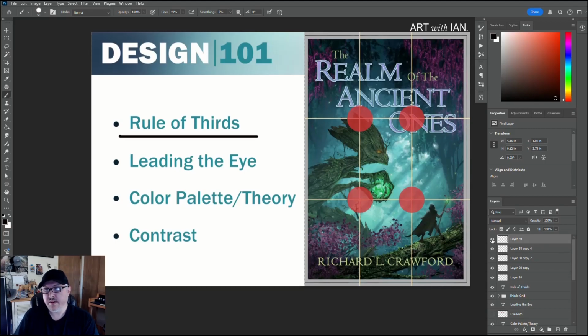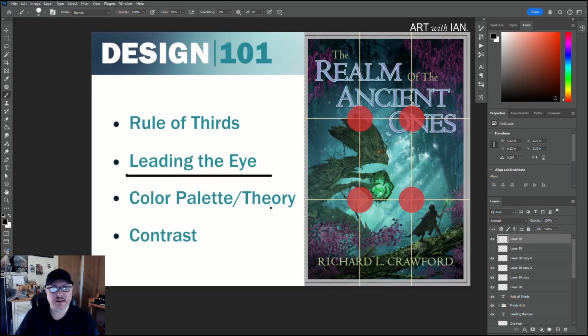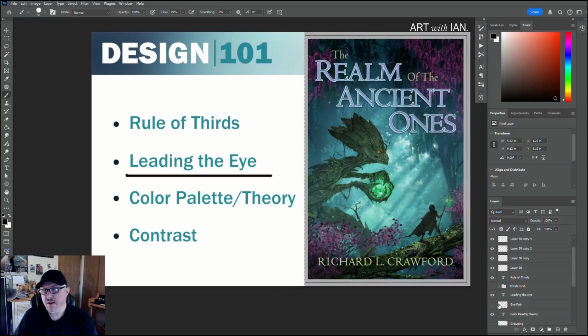The next one I want to talk about is leading the eye. Okay, so let's turn off our rule of thirds stuff. What I mean by leading the eye is that people are naturally conditioned to look in certain directions or follow certain cues that you can manipulate with the way you create your compositions.